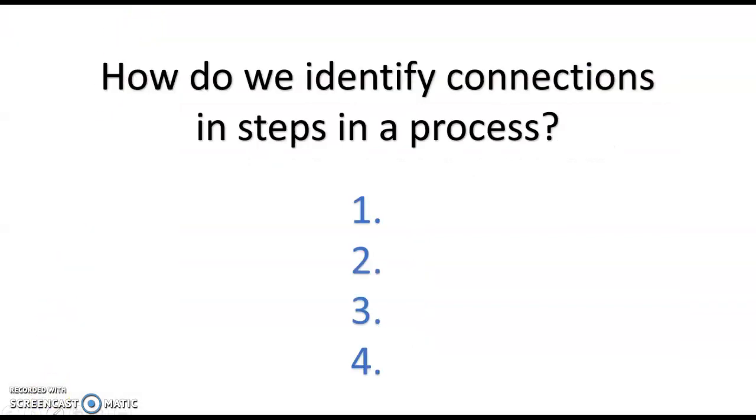Your lesson essential question is, how do we identify connections in steps in a process? So if you think of steps in a process, think of a text that's showing the order something happens. So you might think of a recipe, you might think of directions that come with building a new toy or building furniture. So steps to doing something.